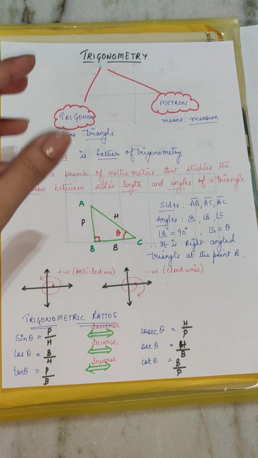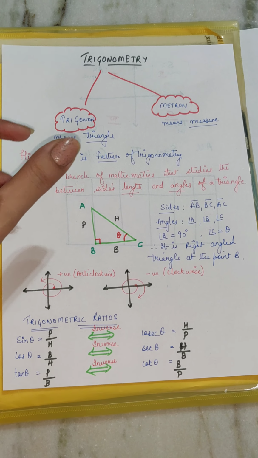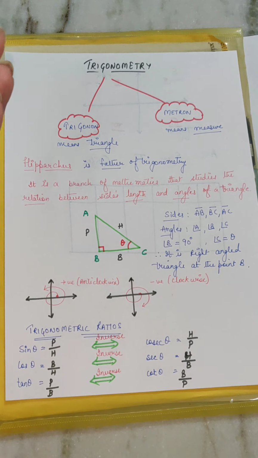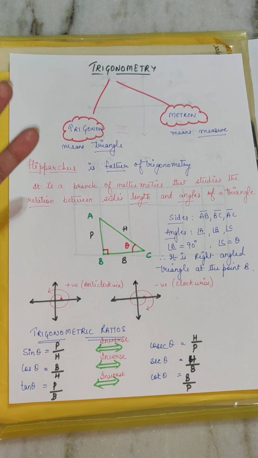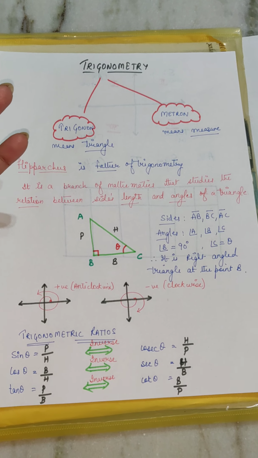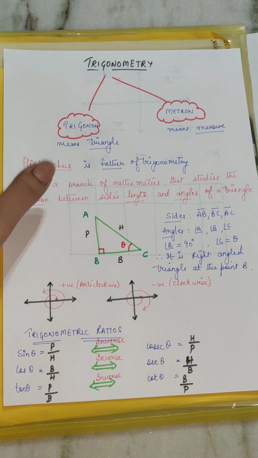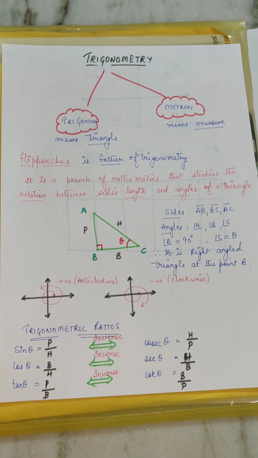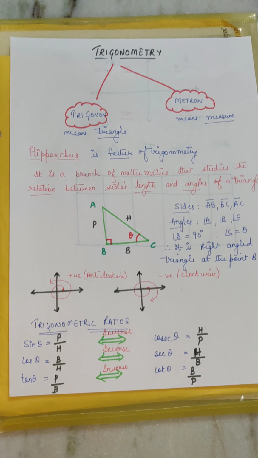Triangle is what? Any three-sided closed figure is called a triangle, right? And measure is measurement of its sides, of its angles. So trigonometry in short means measuring the angles or the sides of a triangle.